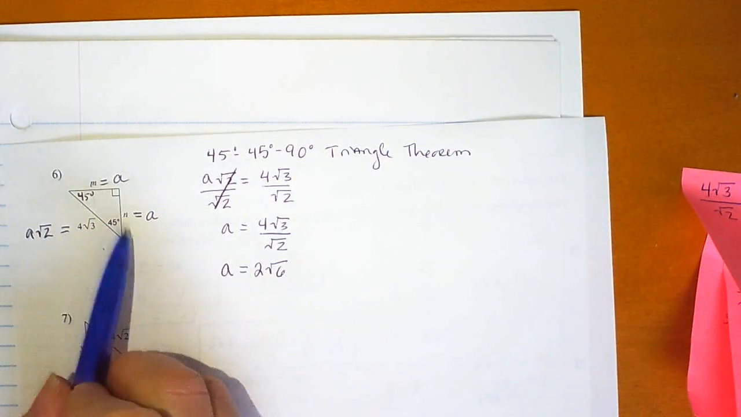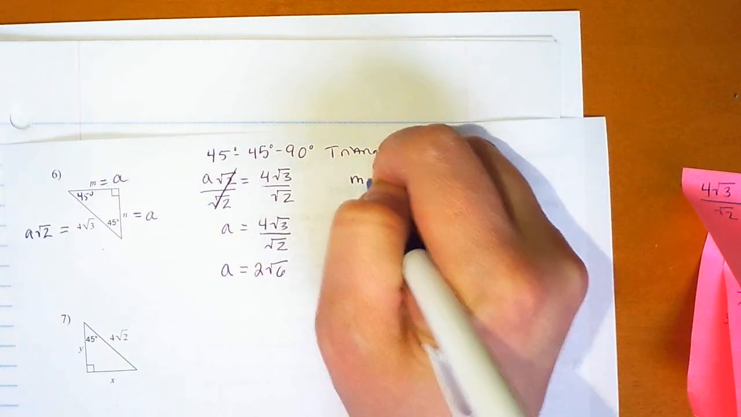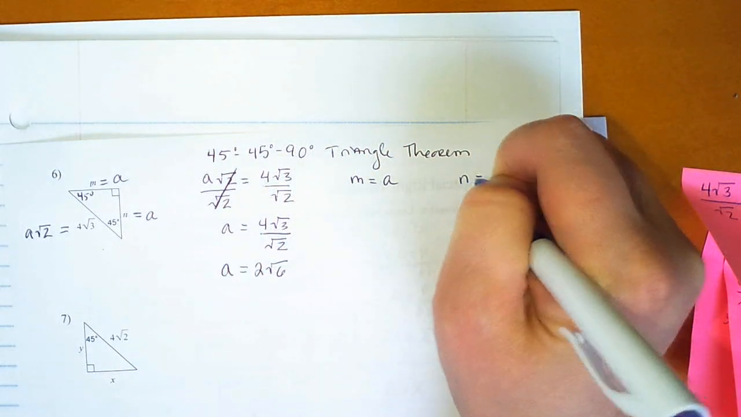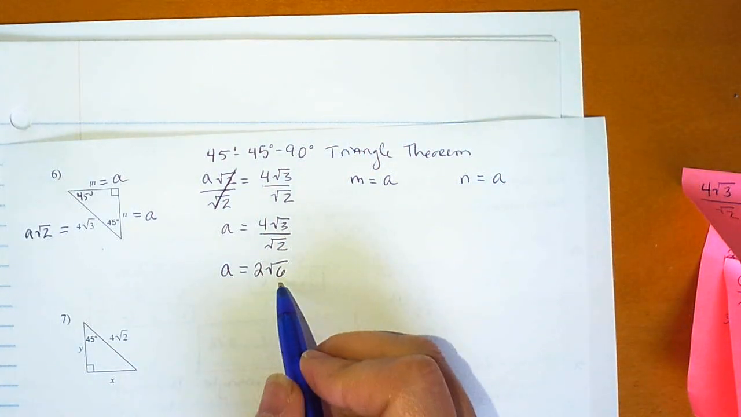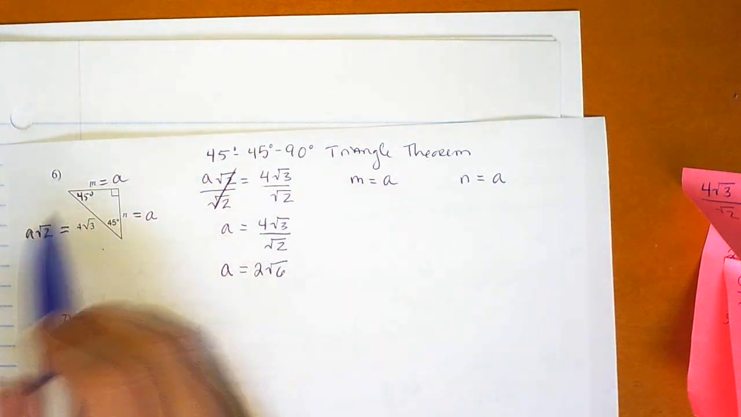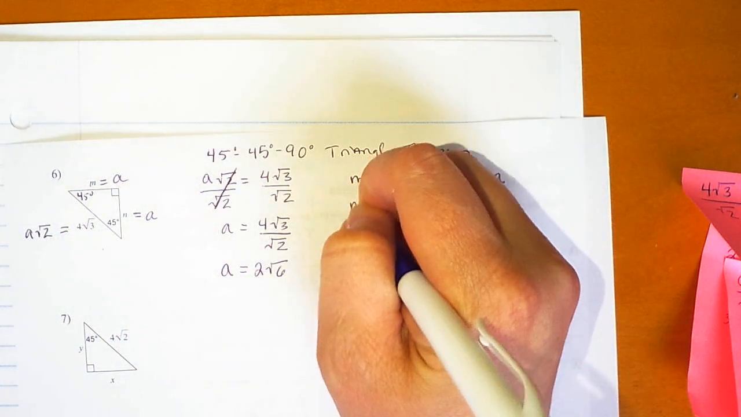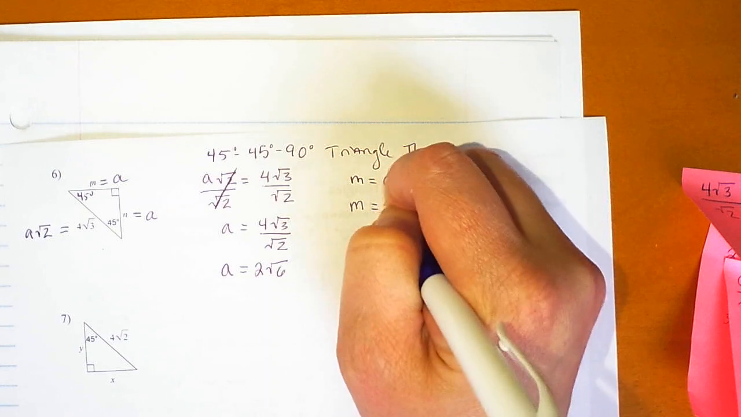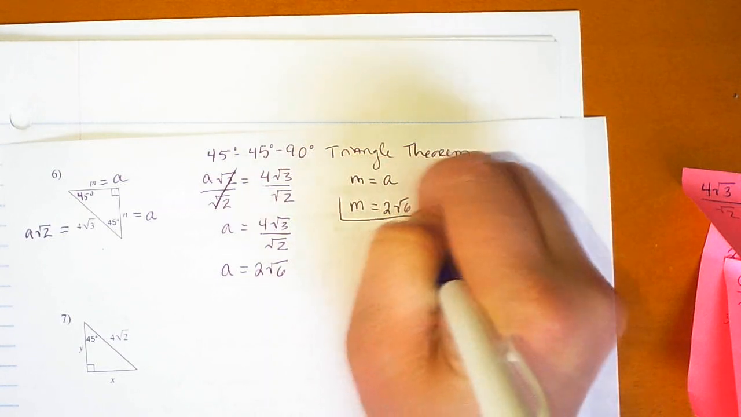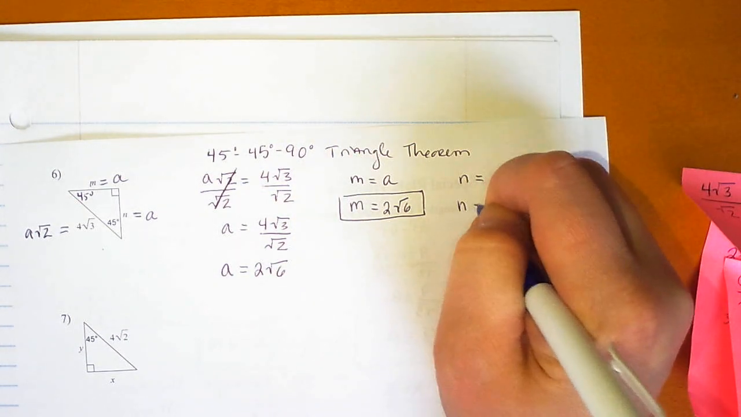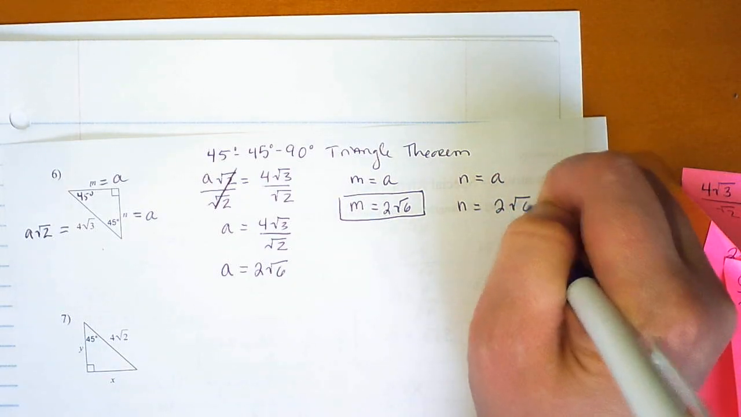We need to find the lengths of these two legs. M is equal to A, and N is equal to A. We just found the length of A. We now know what the value in the model is. So the length of one of the legs is going to be 2 root 6, just substituting that in. And the other leg will also have the value of 2 root 6.